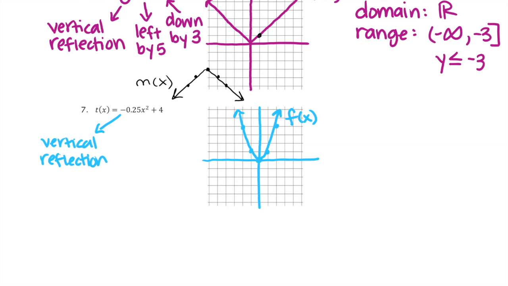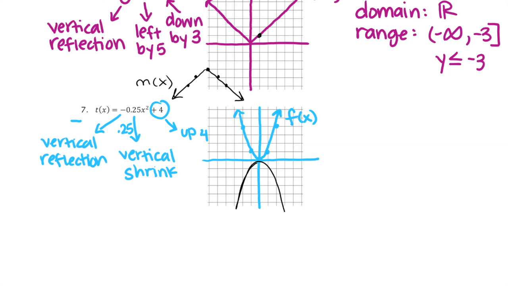And then the whole multiplying by 0.25, that is taking a quarter of something. It's making it smaller. So this is what we're going to call a vertical shrink. So again, I'm doing the negative separate from the 0.25. And then the plus 4 here is going to shift everything up 4. That means we've got the vertical reflection, like it should be facing down now. And then the vertical shrink, a quarter of something.